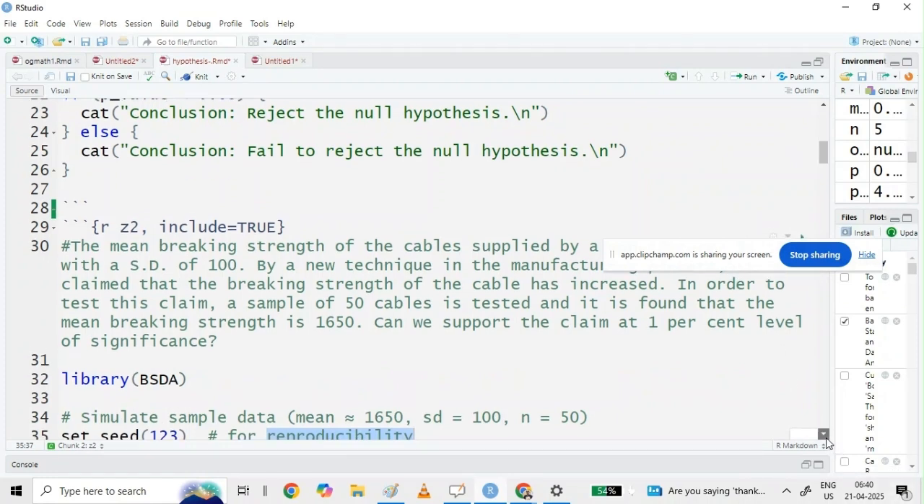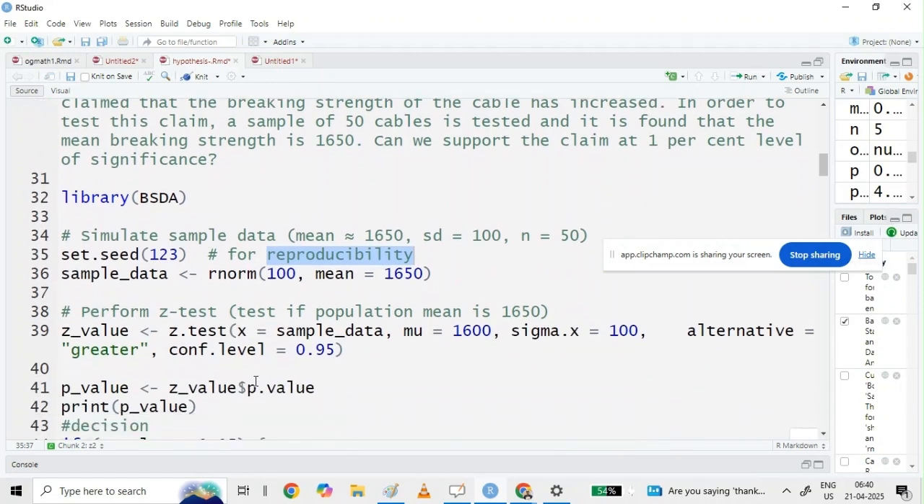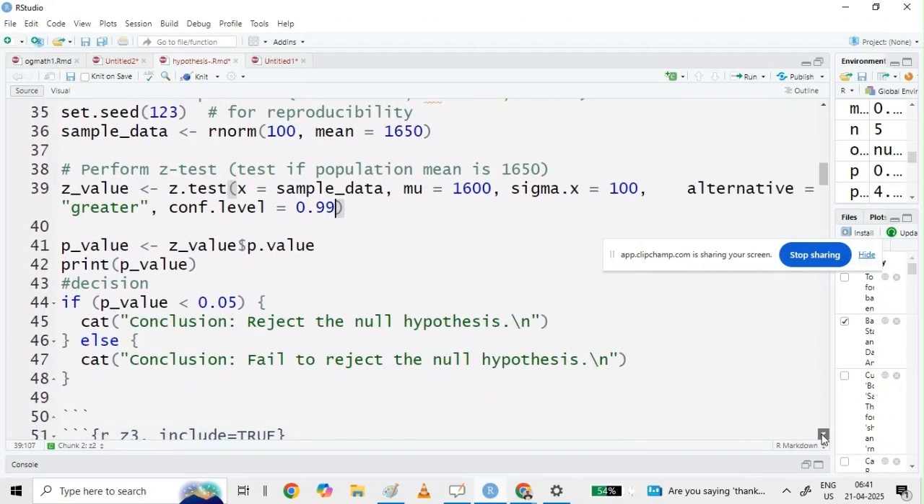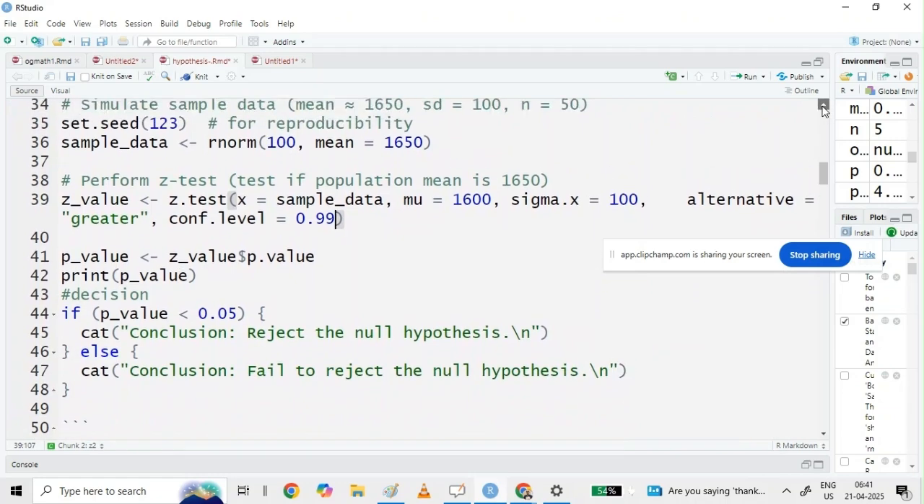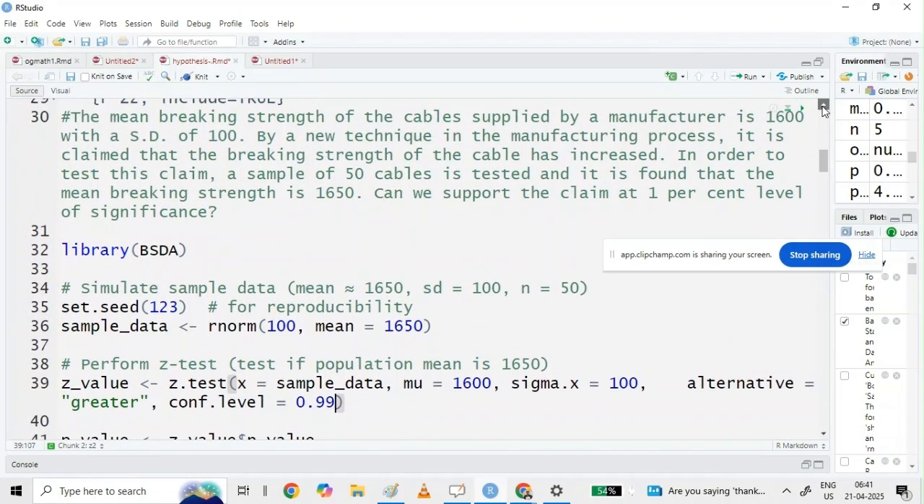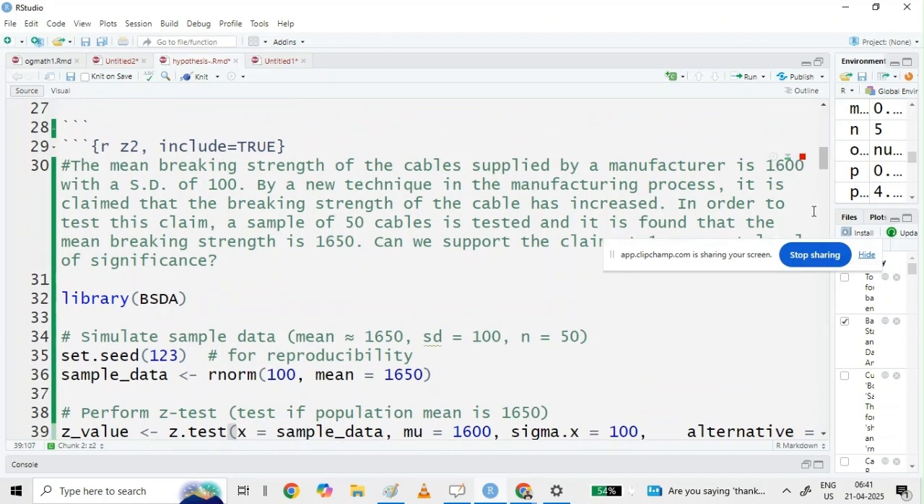So we have the level of significance at 1%, which means the confidence level is at 0.99. Make the correction. And we have defined the sample data. We have defined the z.test function. We have defined the decision making process. Now let's execute this and find out what the answer is.